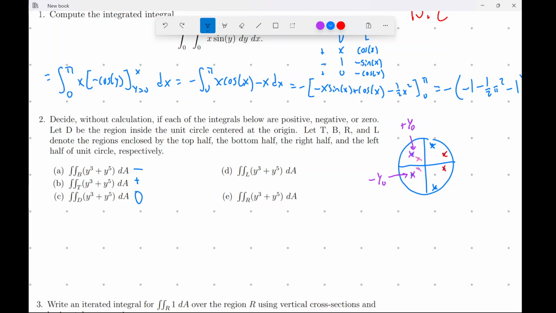Sort of just a visual argument for why that's true. Okay. Part D, we're integrating over the left half. Similarly, over the left half, we see that we always have these guys canceling out. So this will also be 0. And the same thing for the right half. We'll always have these pairs of points canceling out. And so the right half is also 0.